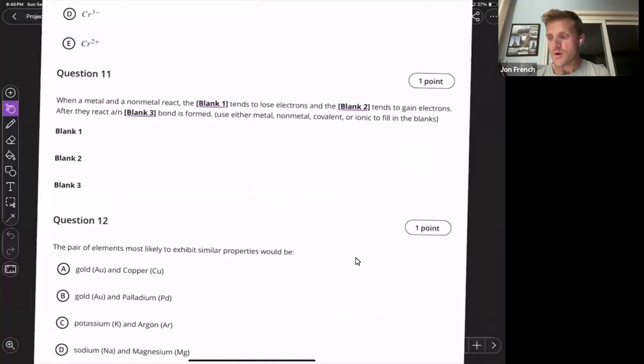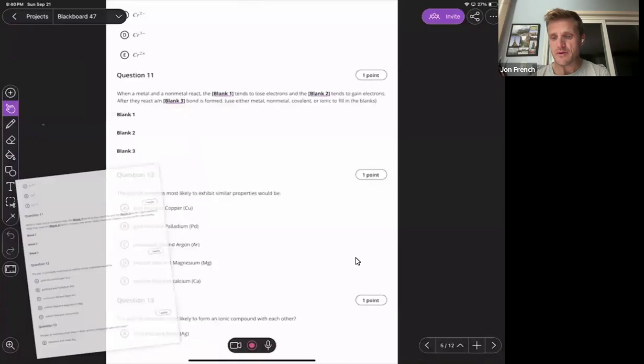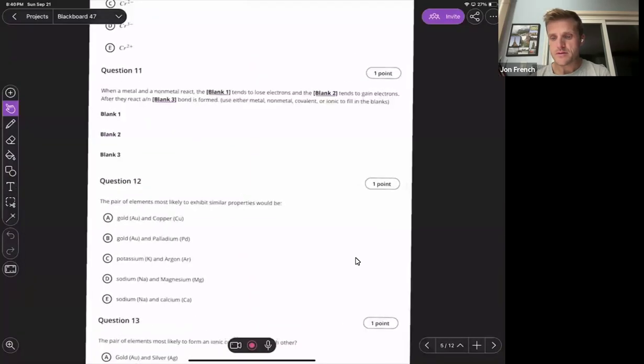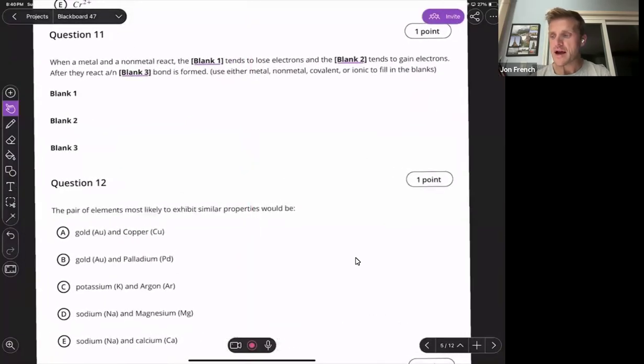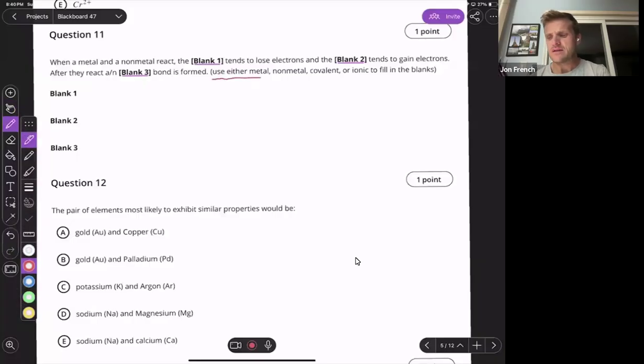All right, last question from this block of questions, right? When a metal and a non-metal react. And I got a few emails about this, but right in the question, it said you need to use these words, right? So sure, there are other words we could pick from, but it's like this is the word bank we were given for this problem.